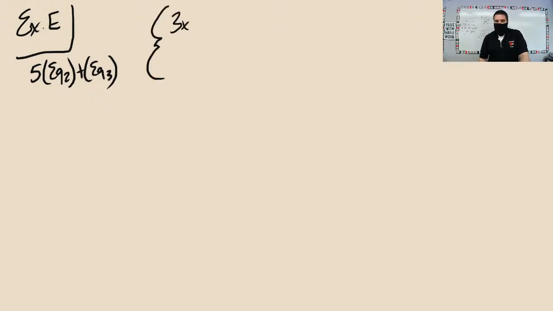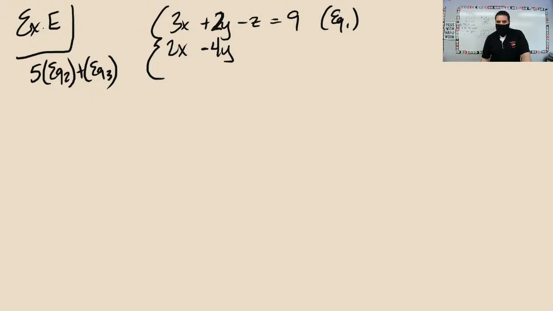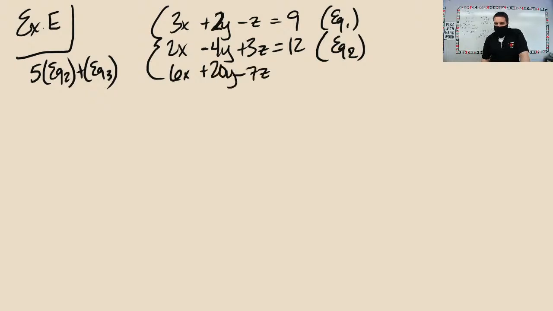We have 3x plus 2y minus z is equal to 9. That's equation 1. We have 2x minus 4y plus 3z is equal to 12 as equation 2. And then we had 6x plus 20y minus 7z is equal to 45 as equation 3.